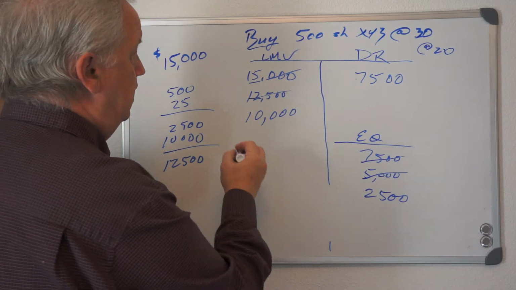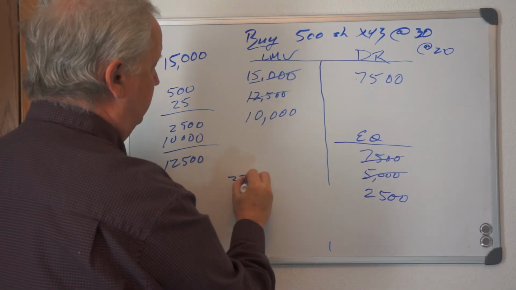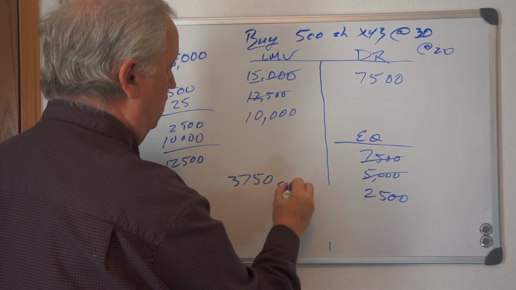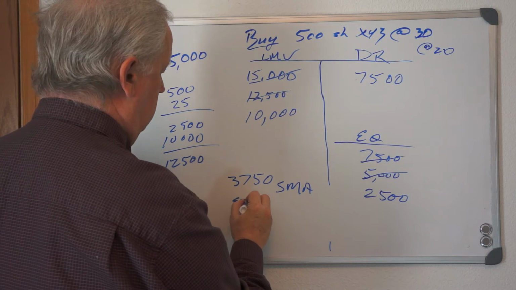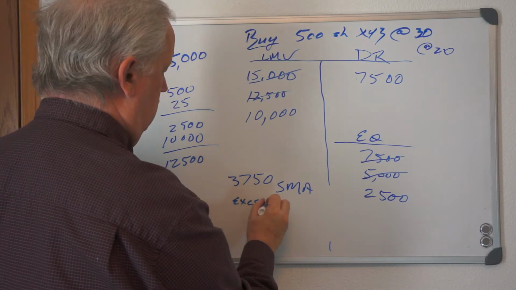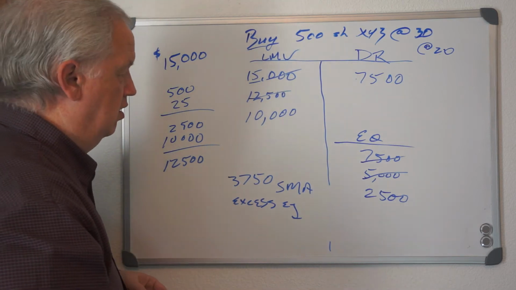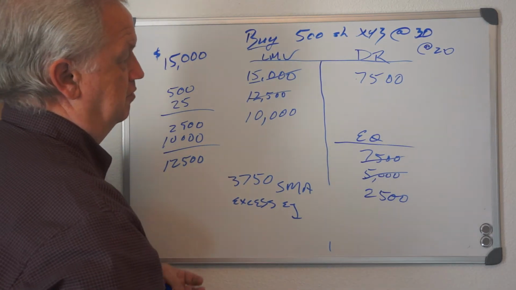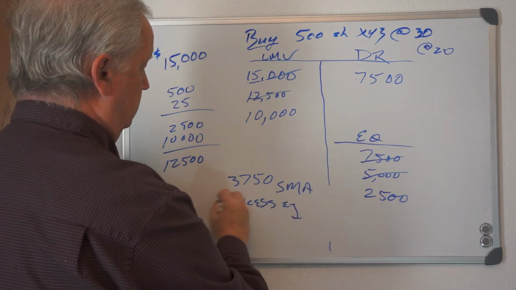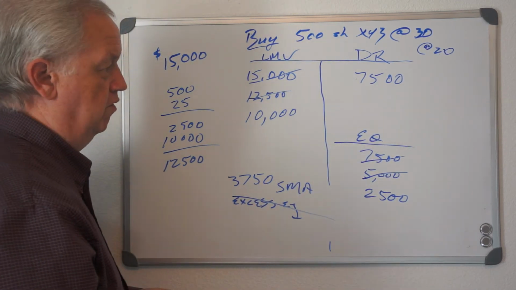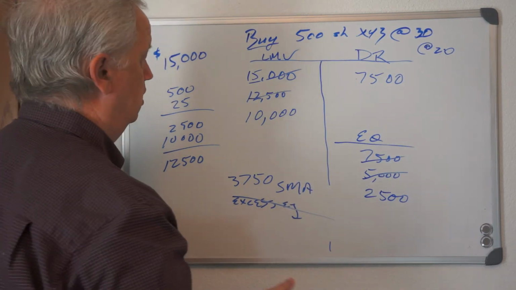Now, he has originally 3,750 SMA and excess equity was 3,750 in the beginning. But excess equity is pretty much shot. The market went down 5,000. There is no excess equity now. We got to see if he needs to pony up any money.